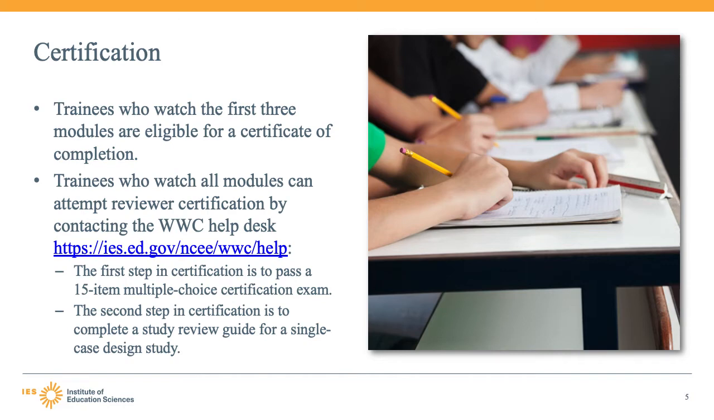To become a certified reviewer, trainees must successfully complete a certification exam that tests knowledge of the standards covered in the training. Trainees must also successfully complete an example study review guide to demonstrate knowledge of how to apply the standards when reviewing a study. The certification exam and certification study review guide can be accessed by contacting the WWC Help Desk on the website listed here.